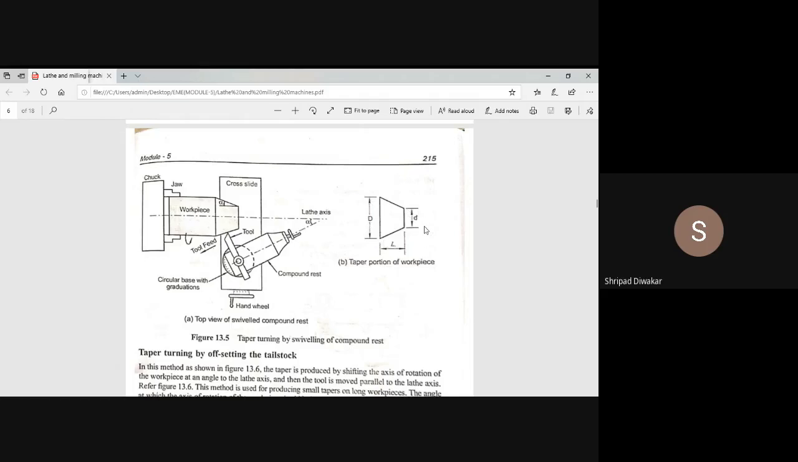From the given cylindrical workpiece, we are going to generate a conical surface. For this, we need three parameters. One is capital D, the bigger diameter of the taper. Small d is the small diameter of the taper, and LT is the length of the taper. Once we know all these parameters, only then can we find out the angle.